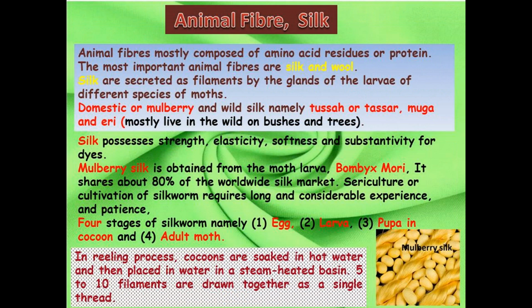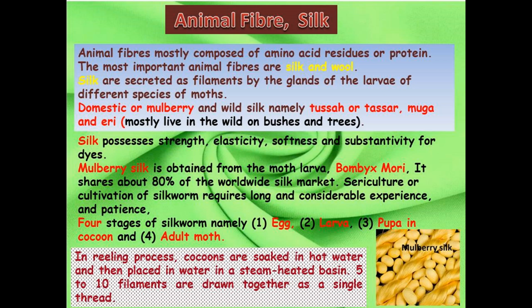Animal fiber, silk. Animal fibers are mostly composed of amino acid residues or protein. The most important animal fibers are silk and wool. Silk is secreted as filaments by the glands of larvae of different species of moth. Two broad types of silk are domestic or mulberry silk and wild silk, namely tussar or tasar, muga and eri. Wild silk is mostly obtained from the bushes and trees in the wild. Silk possesses strength, elasticity, softness and suitability for acid dyes.